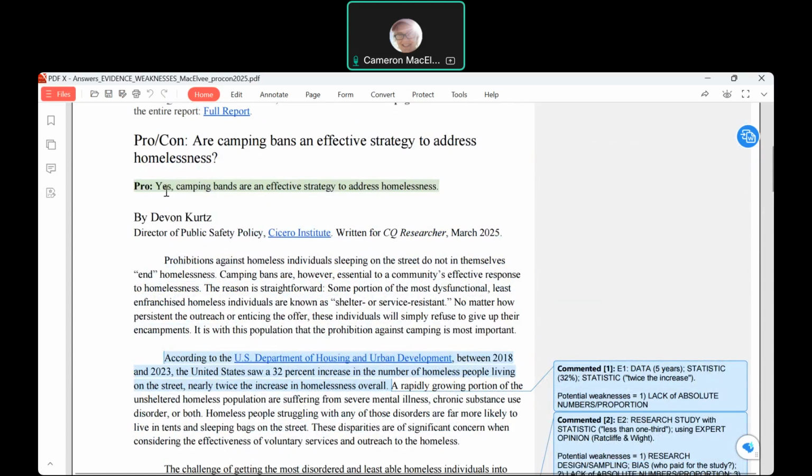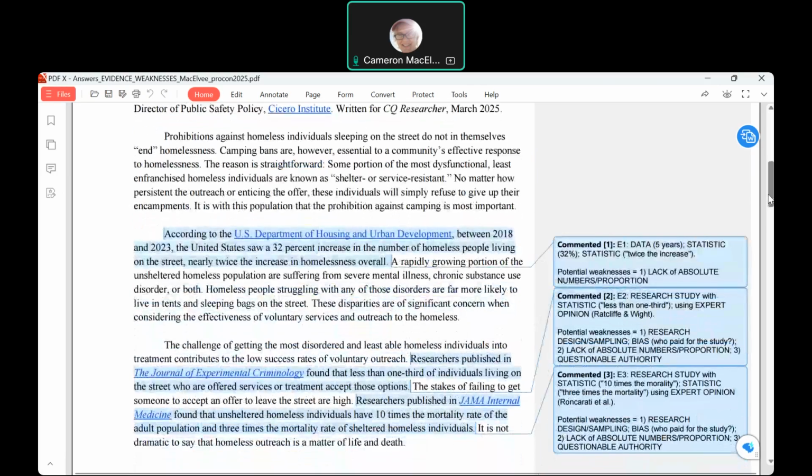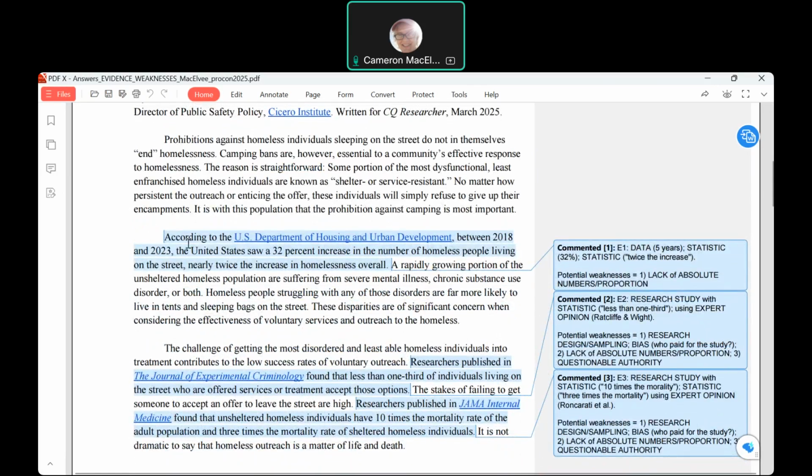Remember, he is answering in the affirmative that yes, camping bans are an effective strategy to address homelessness. How does he know? His first piece of evidence we said was this statement here: according to the U.S. Department of Housing and Urban Development, between 2018 and 2023, the United States saw a 32% increase in the number of homeless people living on the street, nearly twice the increase in homelessness overall. We identified that as data and statistics.